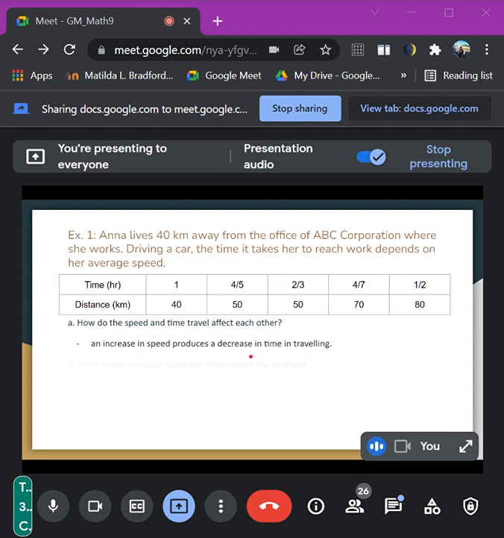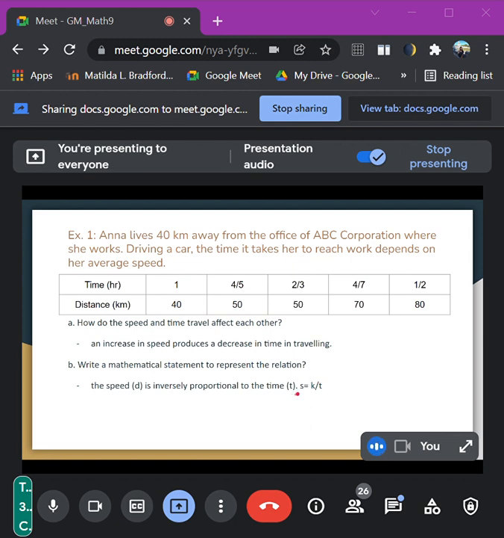Now let's proceed with our next question. Write a mathematical statement to represent the statement. So how are we going to write the representation? So you can use what was given on your problem. So you have there, the speed is inversely proportional to the time. So which is, we can write s is equals to k over t.